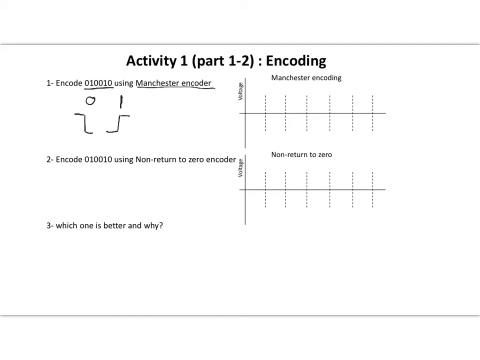For non-return to 0, it's very simple. 0 is 0 and the 1 is positive voltage. It's very simple, and this is actually one of the advantages of non-return to 0.